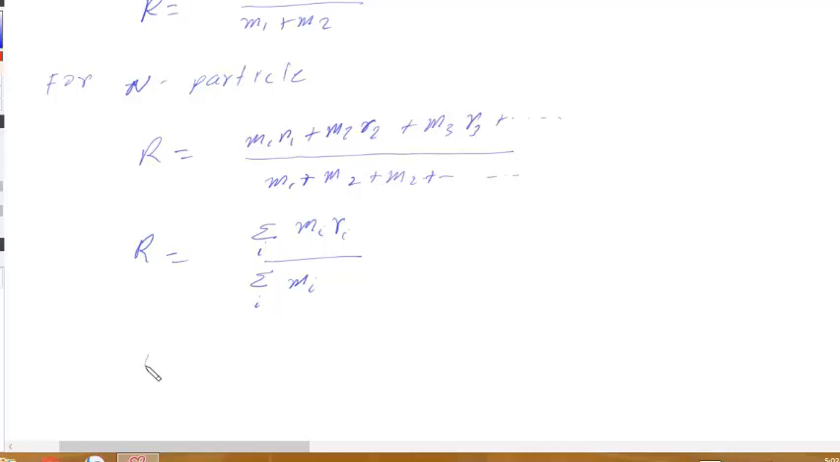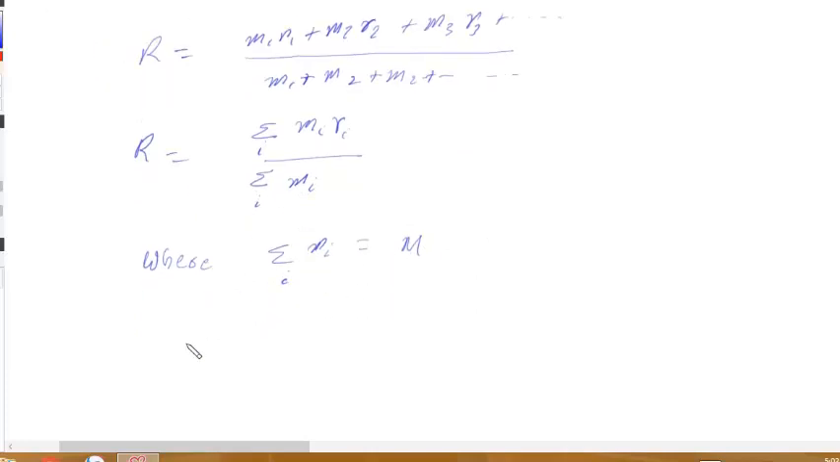And here the summation of mi is equal to the total mass, because this is the sum of all the particle masses, and this is equal to the total mass of the system. Then we can write these equations: R equals 1 over M times the summation of mi ri over i.